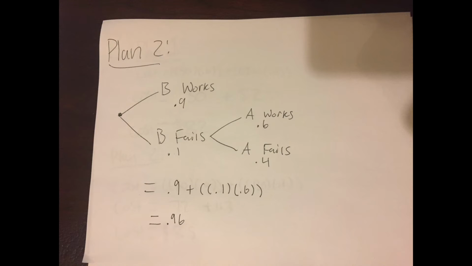For Plan 2, you do the same thing, you make another tree chart, and this one reads that B works 90% of the time, and B fails 10% of the time. Upon B failing, then you would go back to treatment A, which works 60% of the time, or fails 40% of the time. Once you have that, you would take 0.9 plus 0.1 times 0.6, and that equals 0.96 as well, which means that Plan 1 and Plan 2 have the same exact chance of working out, 96% chance.